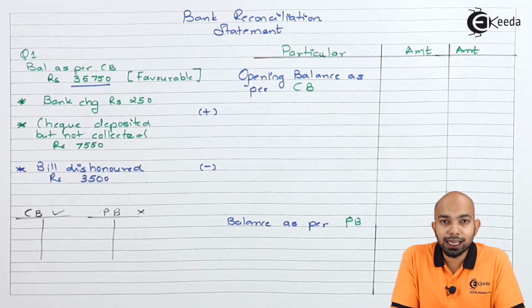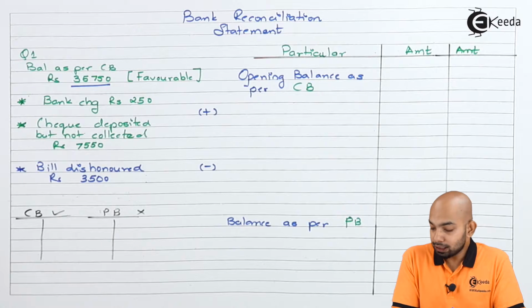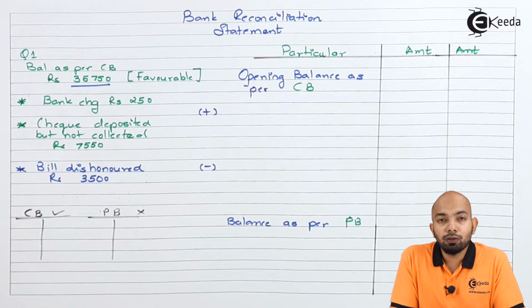Let's go to the other transactions. Check deposited but not collected, rupees 7,550. So there is a check deposited which has not been collected by the bank for an amount of 7,550. There are few more transactions. Let's go through it. Bill dishonored, rupees 3,500. So there is a bill which was dishonored for rupees 3,500. Now we need to provide adjustments for all these three entries which have been mentioned here.